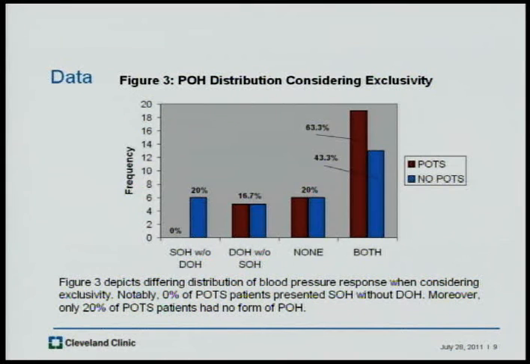Figure 3 depicts the differing distribution of blood pressure response when considering exclusivity. Notably, 0% of the POTS population presented SOH without DOH. Maybe some dependence on the two. Moreover, only 20% of POTS patients had no form of POH. This validates the presence of POH in the POTS population.